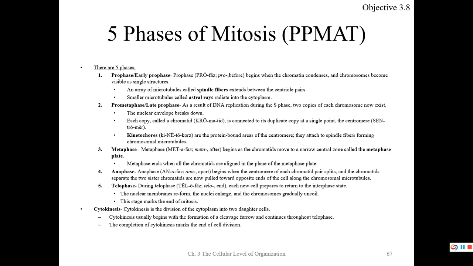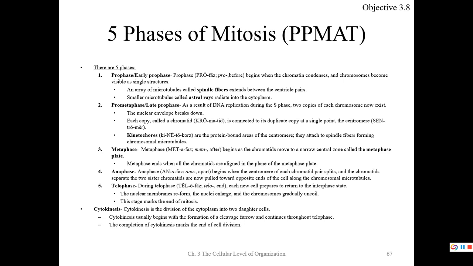Then in prometaphase, or late prophase, two copies of each chromosome now exist. The nuclear envelope breaks down. A chromatid gets bound to a centromere. The chromatid's centromere gets bound by the kinetochores to a spindle fiber, the chromosomal microtubules. Okay, and that's when you're going to grab a hold. So your nuclear envelope breaks down, then you grab a hold of the chromosomes.